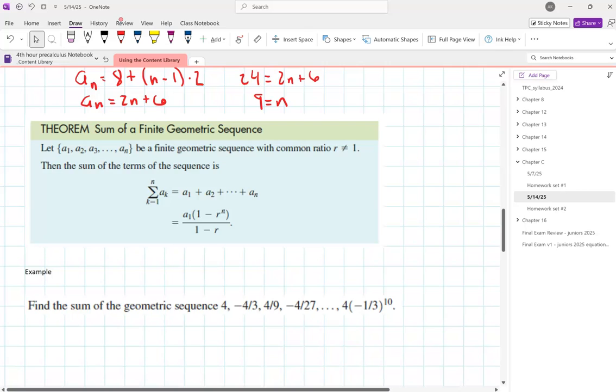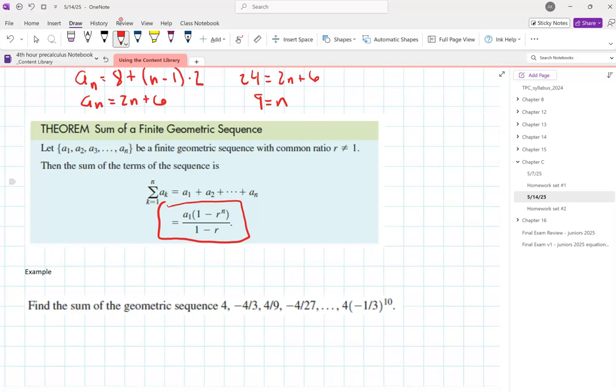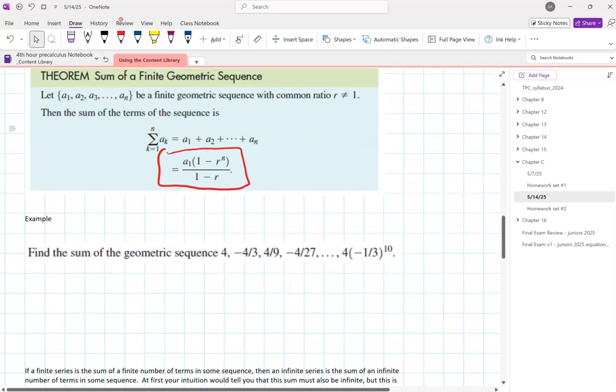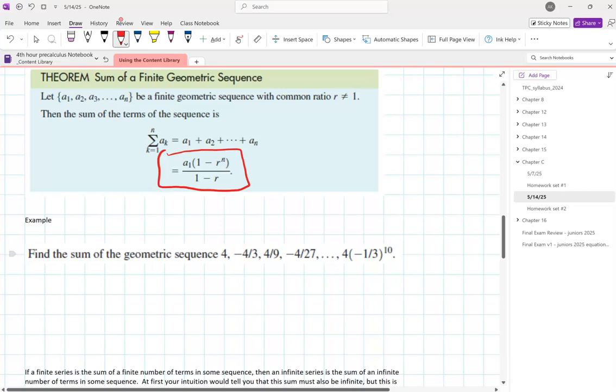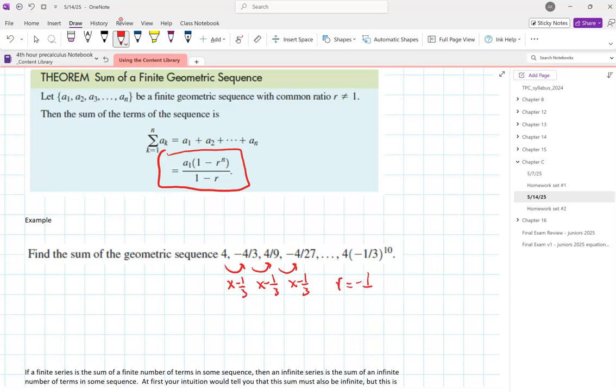If I have a finite geometric sequence, to find that sum, it's just going to be the first term times 1 minus r to the n over 1 minus r. So here it says find the sum of this sequence. So I notice, hey, let's see. It tells me it's geometric, but I can kind of see that anyway, because each time I'm multiplying by negative 1/3, right? So far, so good.